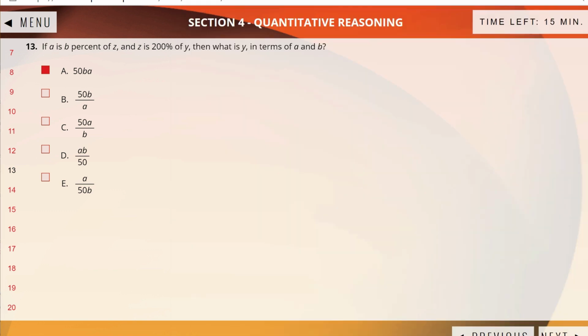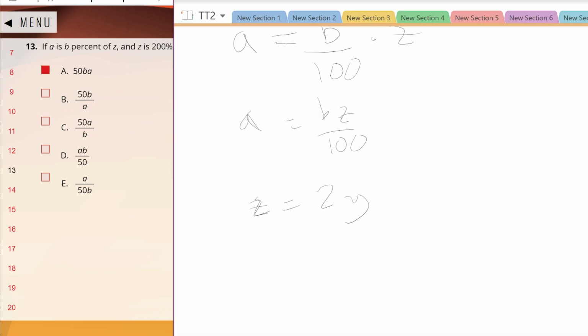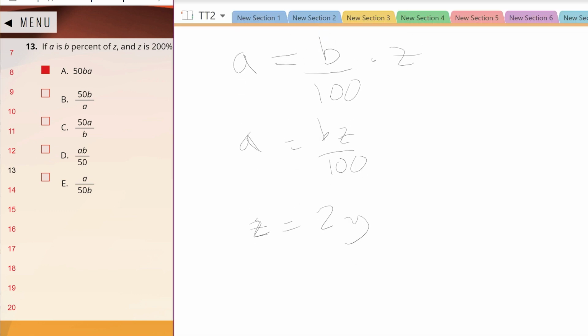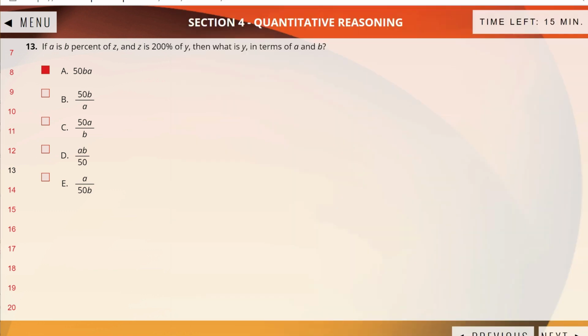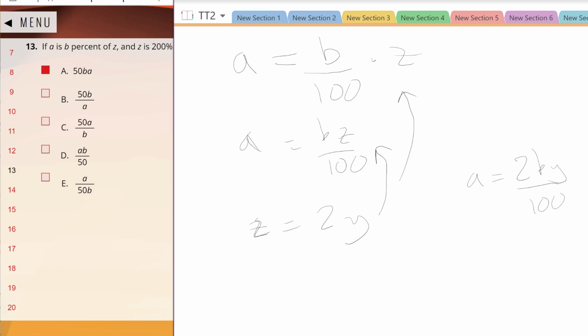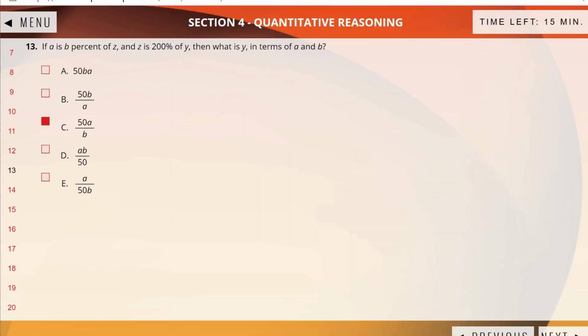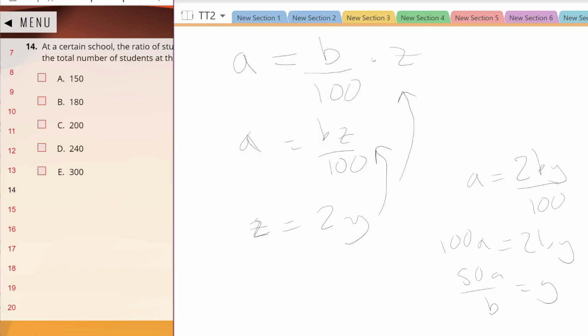Subbing that in, then what is Y in terms of A and B? So if we know Z is 2Y, we can sub that into the first equation. So A equals, oh, sorry, this equation is better. A equals 2by over 100. Just replace the Z with a 2y. And what's the question? What is Y? So we've got to rearrange that to find Y. Multiply both sides by 100: 100A equals 2by. Divide by 2b on both sides. So 50A over B is Y, which is answer C. Looked intimidating, but really not too bad actually.